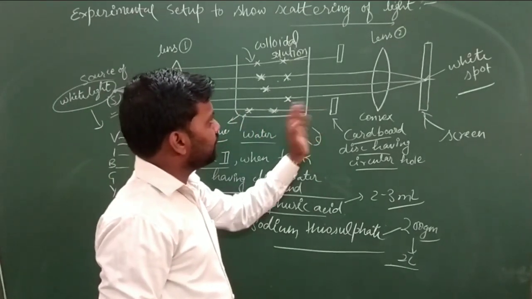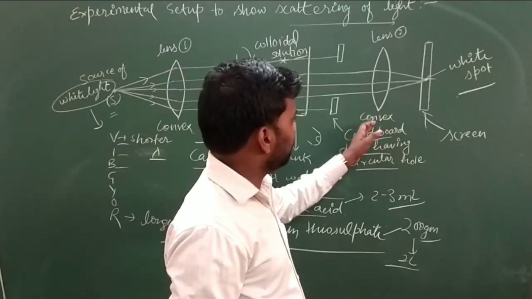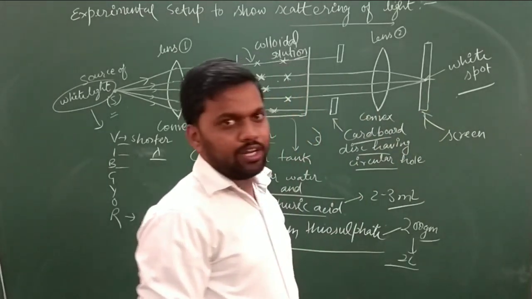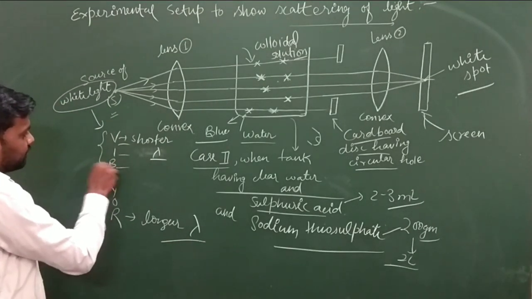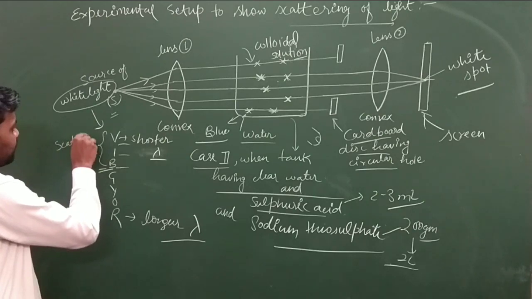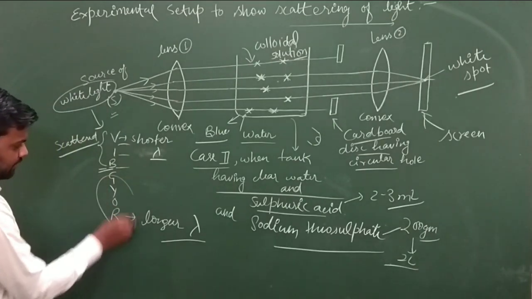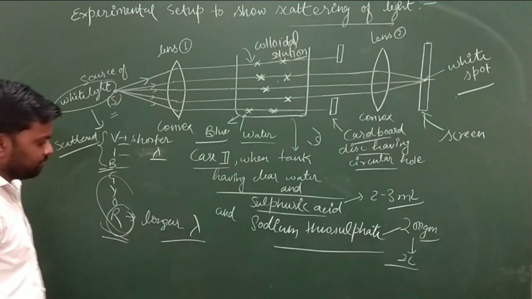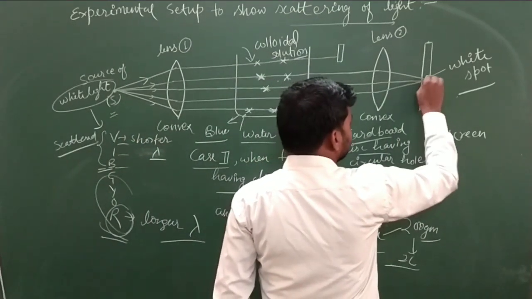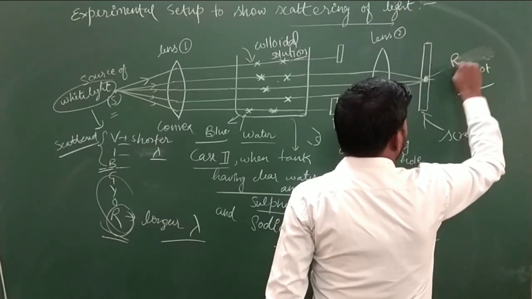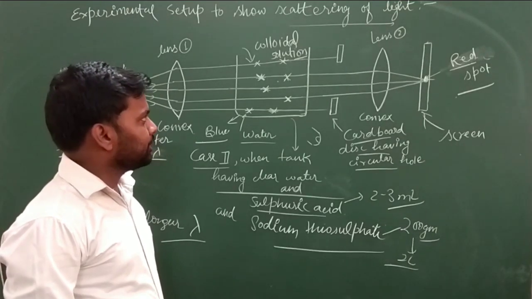So what we need to do here: when the light rays move from the convex lens L2, they will focus on the screen again. Now students, focus on this: these light rays are scattered inside the water tank, so we will not get these light rays on this screen. We will get the mixture of these light rays. First we will get most of the red, orange and yellow mixed up here. So we will get a red light on that spot.